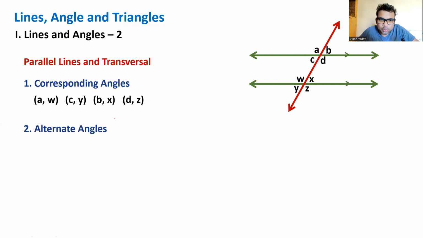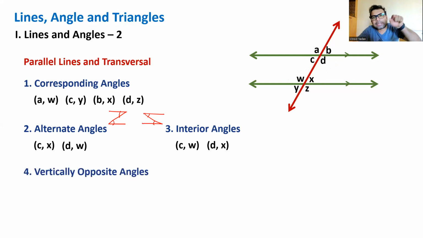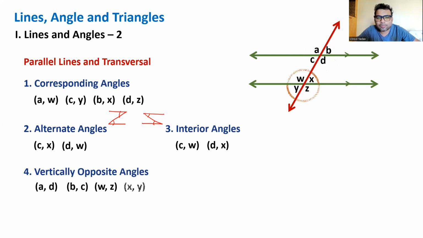Next is alternate angles, friends. Remember in childhood we used to make a Z? Yes, these are alternate angles. So you can see here C and X, similarly D and W. All right. Then interior angles. The name itself is clear: interior, inside. So C and W. Similarly D and X. And finally, you have vertically opposite angles. So basically, whenever two lines intersect, you'll have two pairs of vertically opposite angles. Just see AD, BC, and WZ, XY, like that. Okay. All right.